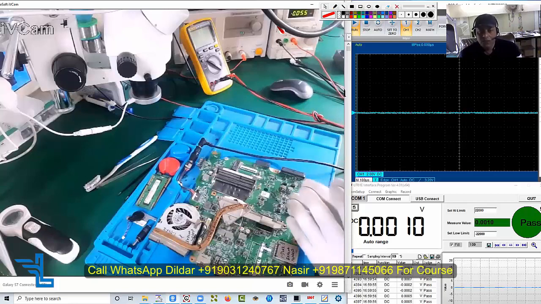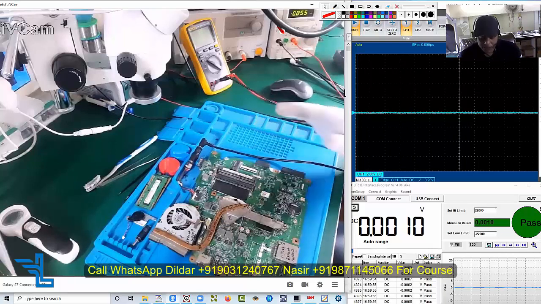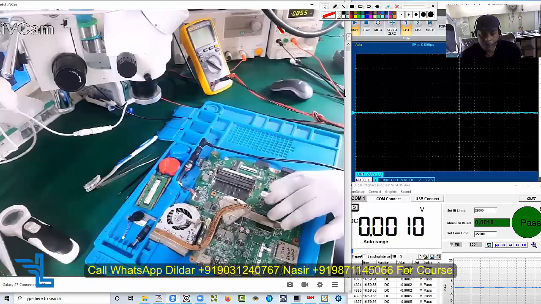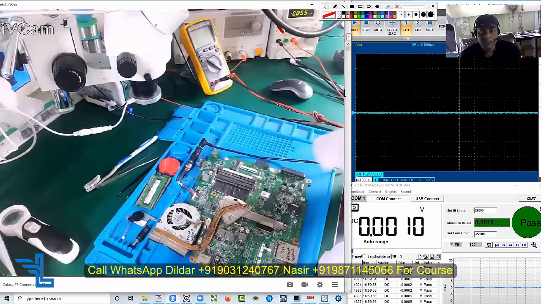So now, the thing I have done in this motherboard: first of all, let me introduce you to the model number of this particular motherboard. This is the Dell motherboard and the part number is DV15CP.